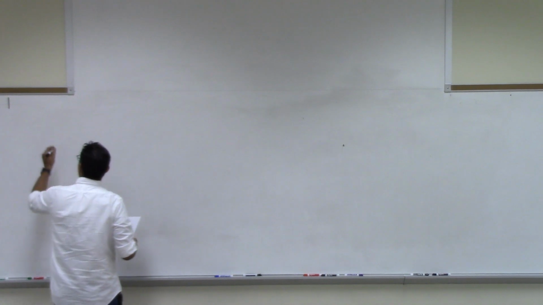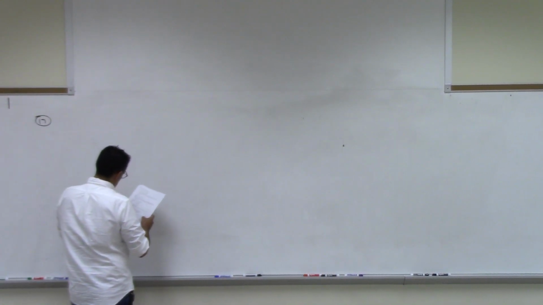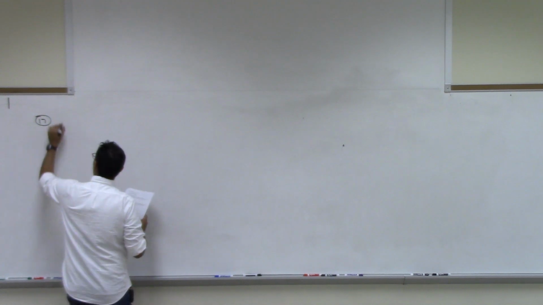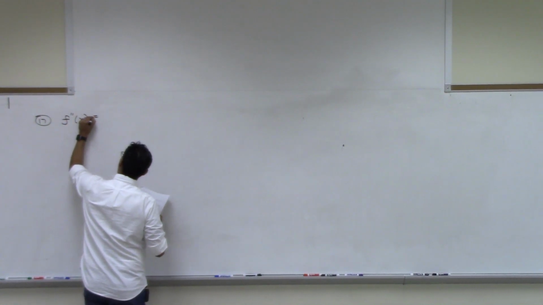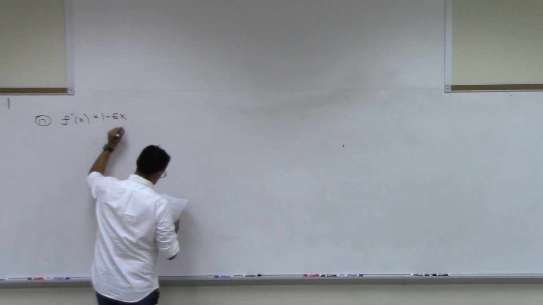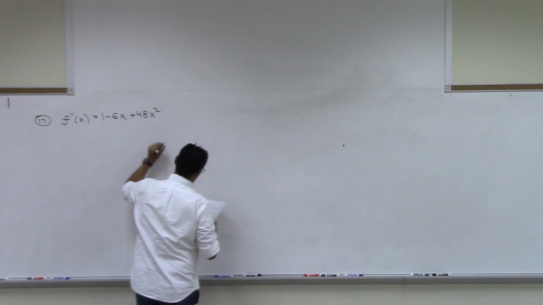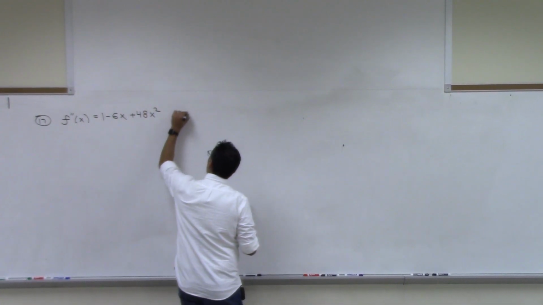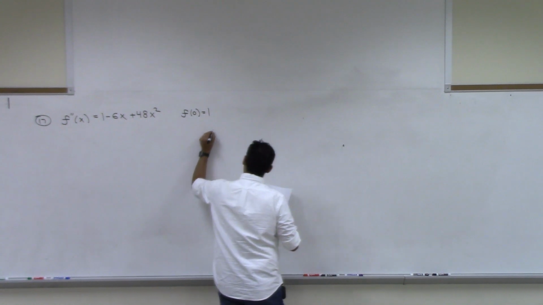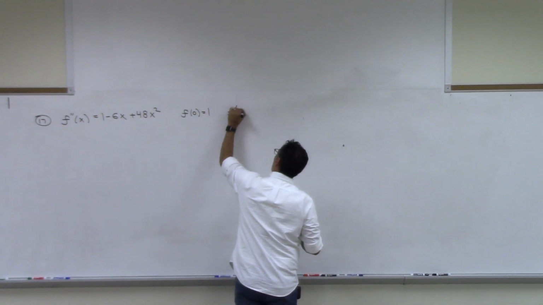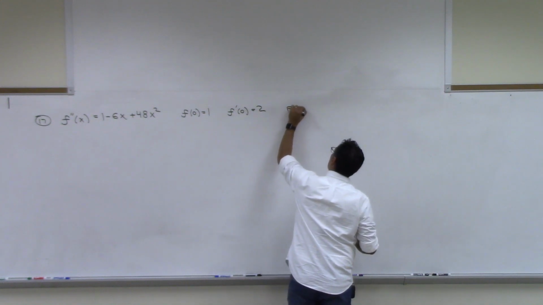Number 17. So I give you that f double prime of x equals 1 minus 6x plus 48x squared. I tell you that f of 0 is 1. And I tell you that f prime of 0 is 2. And I tell you to find f of x.